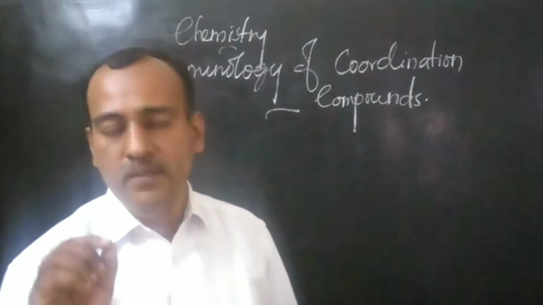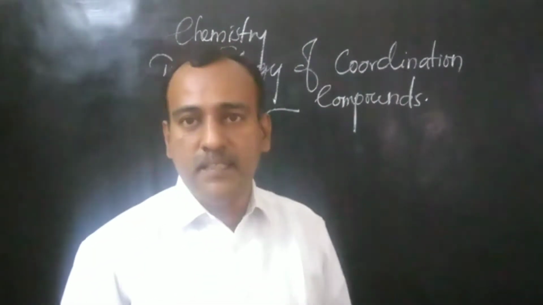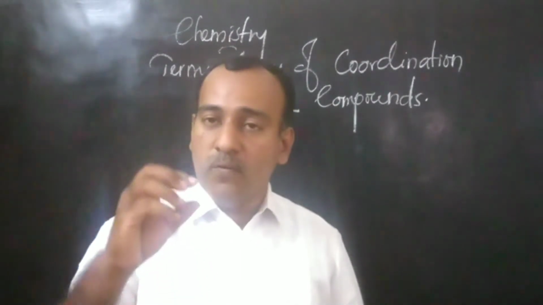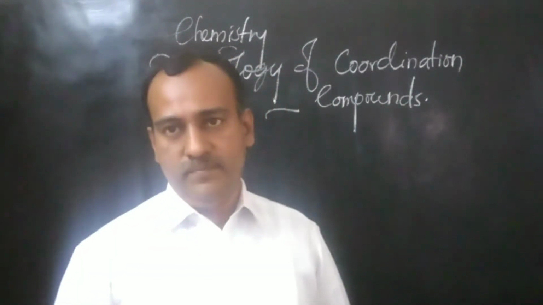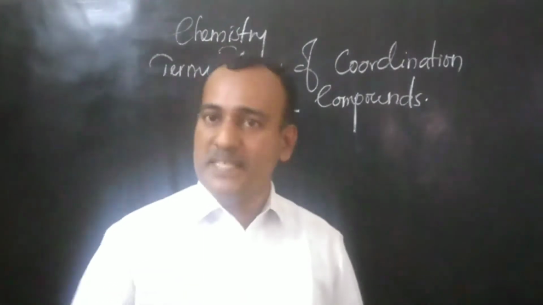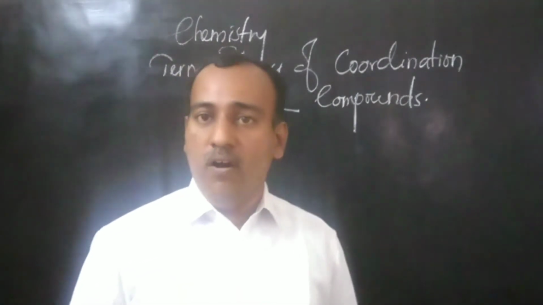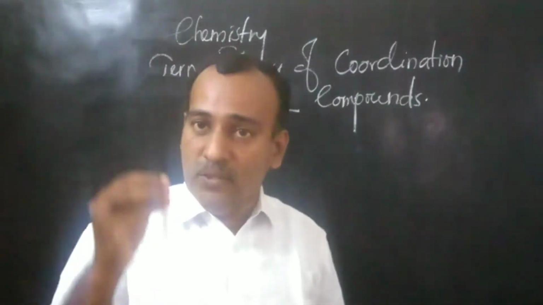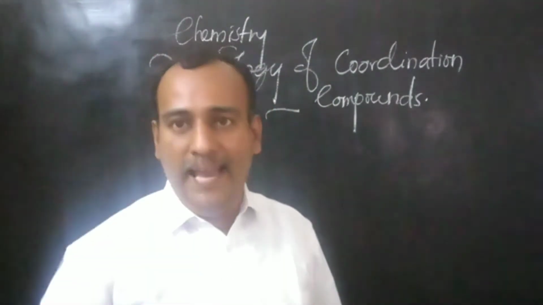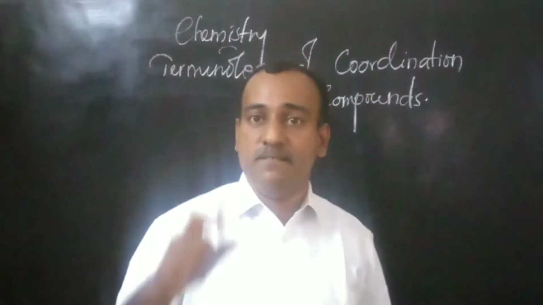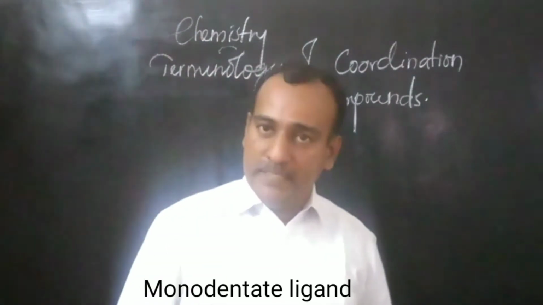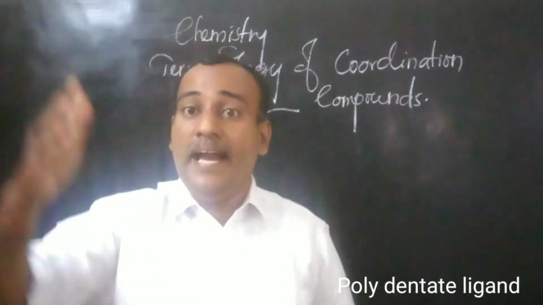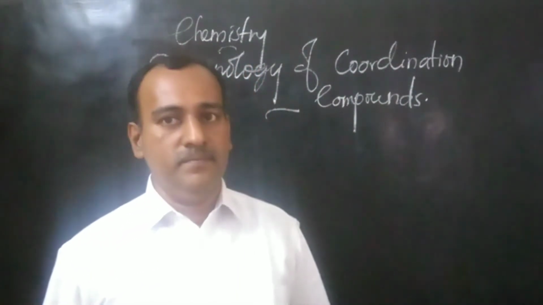In our last video, we studied the central metal atom. What is a central metal atom? What is a coordination entity or coordination sphere? We studied that. Also, we studied ligands. Based on the donor site, ligands are classified into monodentate, didentate and tridentate ligands, that means mono, di and polydentate ligands.